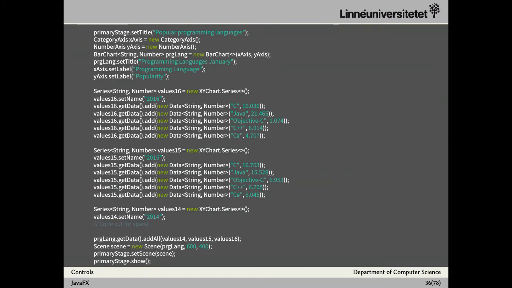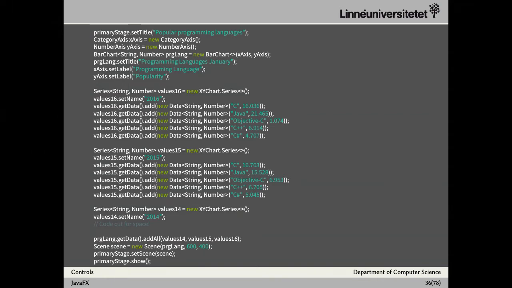And in this case, it will be a bar chart. So therefore, we create a bar chart of string and number so that we can have these two different types. We call it programming languages January, and we set the labels, and then we create series of values. One series for every year in this case. So values for 2016 is an XY chart series, and we add the language and the percentage.